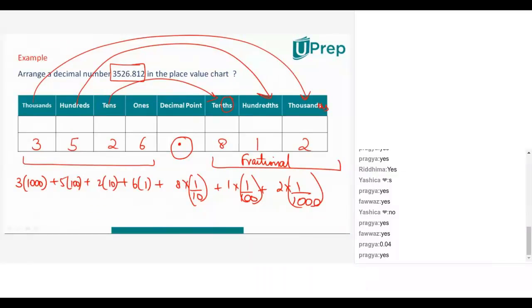Now over here I could have directly written 3,526, but I tried expanding it and showing you how to fit it in with the help of place values. Are we now clear? Done.